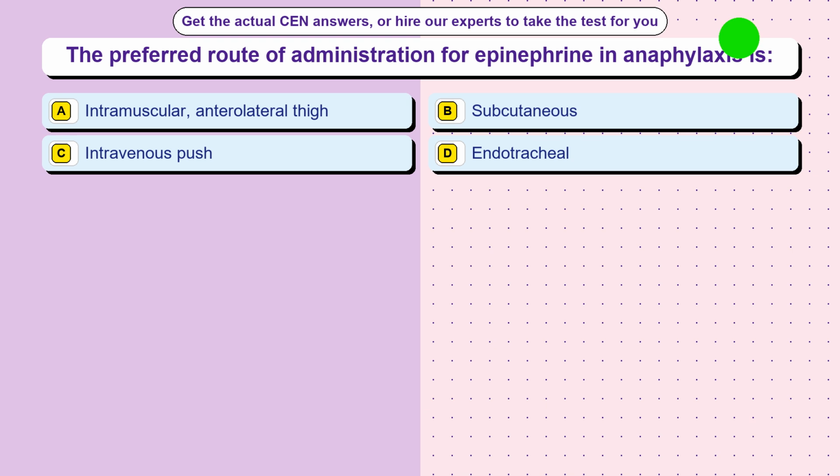Question 27. The preferred route of administration for epinephrine in anaphylaxis is: Option A, intramuscular, anterolateral thigh. Option B, subcutaneous. Option C, intravenous push. Option D, endotracheal.